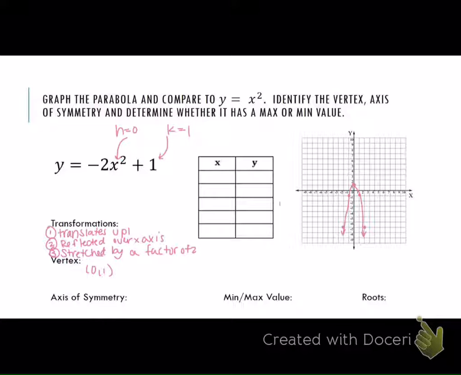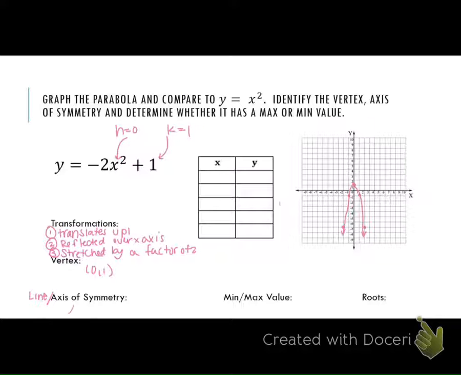Okay, what is my axis or line of symmetry here? What does x equal in this case?